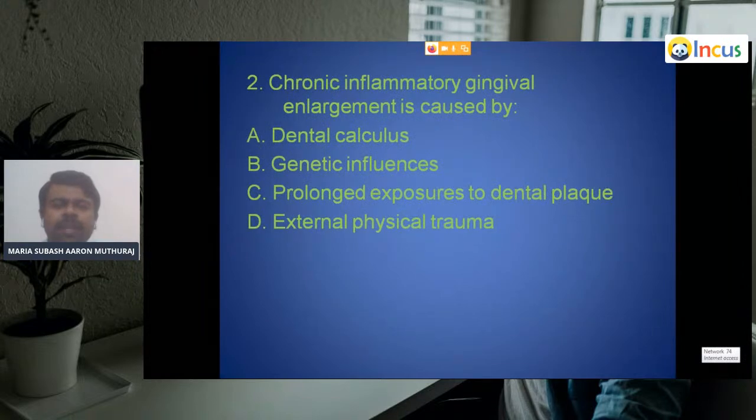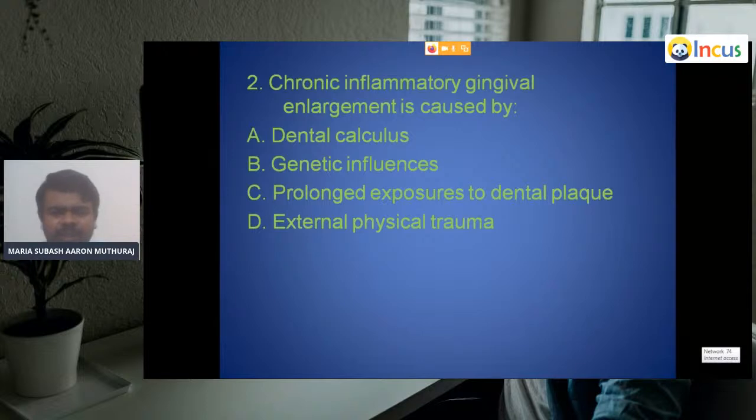Next, is chronic inflammatory gingival enlargement caused by dental calculus? Dental calculus is just a contributing factor. It won't cause chronic inflammatory gingival enlargement. Only dental plaque, prolonged exposure to dental plaque, will lead to chronic inflammatory gingival enlargement.